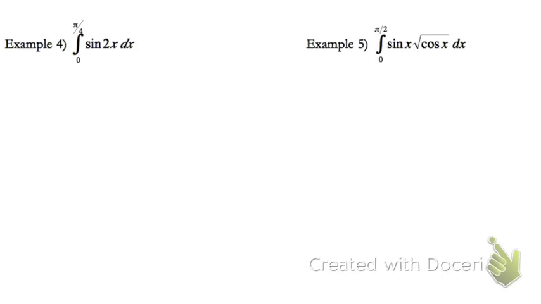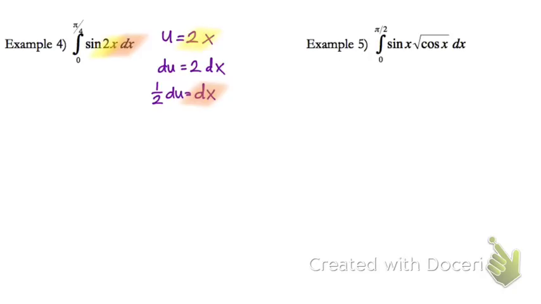All right, for example 4, I'm going to make u equal to 2x. Du is going to be equal to 2 dx. I don't need that 2, so I'm going to move it over. That's 1/2 du is equal to dx. Dx is going to be replaced with 1/2 du. 2x is going to be replaced with u.